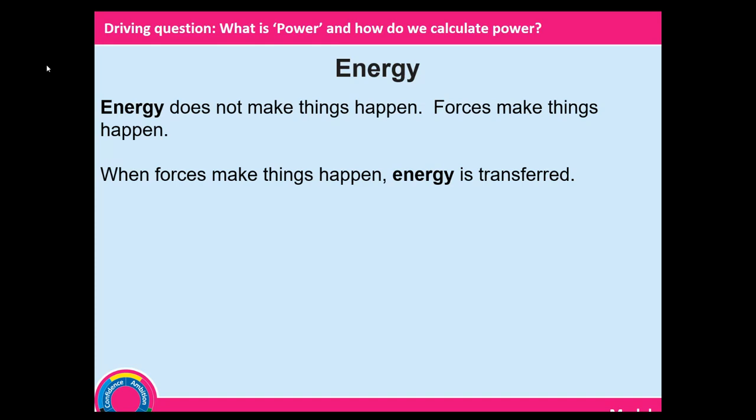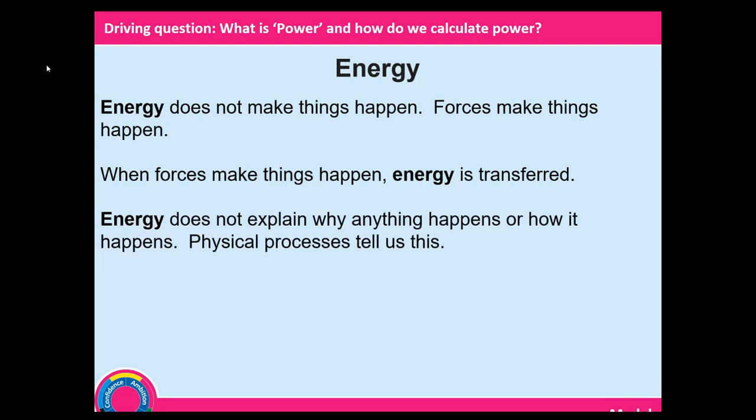If you raise an object from ground level and put it on top of a shelf, the object will now have gained gravitational potential energy. Of course, that would have happened because you use your muscles, which have chemical energy in them, to lift the object to put it on the shelf. Energy does not explain why anything happens or how it happens. Only physical processes tell us this.